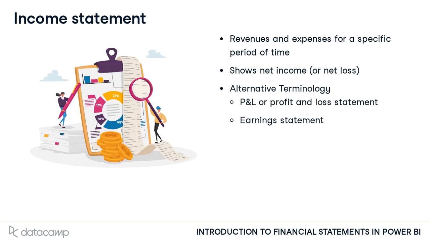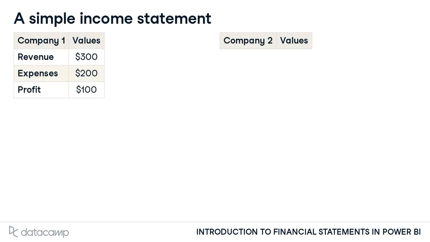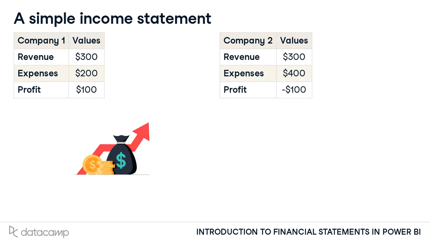It can also be referred to as the P&L or earnings statement. An income statement gives a company a full overview of its revenues and expenses over time. It gives key insights into the health of the business and helps management make the right decisions. Company 1 has a revenue of $300, $200 in expense, and thus a profit of $100. Company 2 has the same revenue but $400 in expense, resulting in a loss of $100.